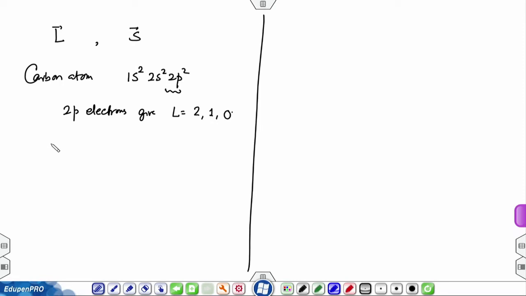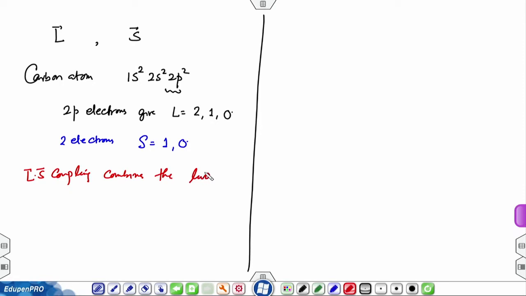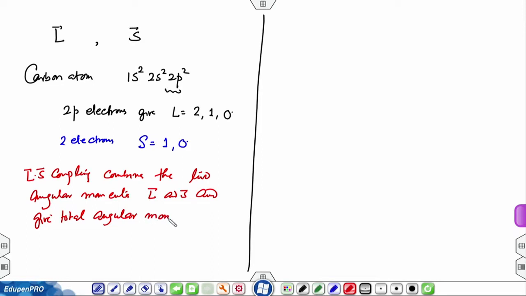And if I take the S value, there are 2 electrons and they can in principle give me S equals 1 or 0. So, I have these possible values. Now, L dot S coupling combines the two angular momenta L and S and gives total angular momentum J.